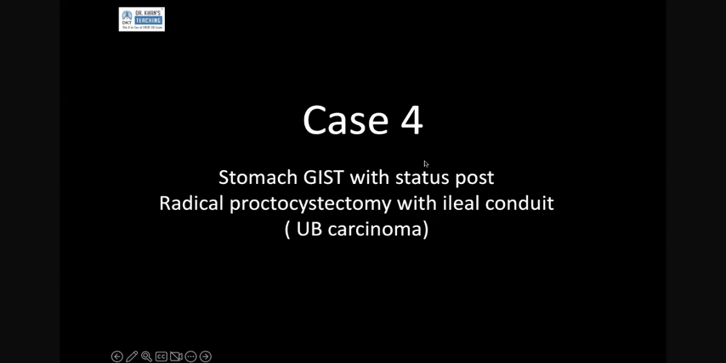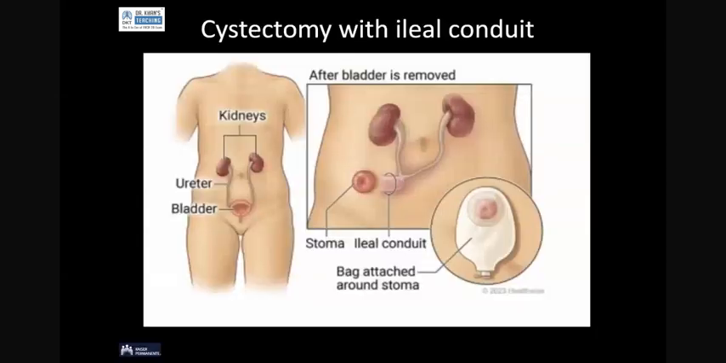Now, this patient is what we call post-radical proctocystectomy with ileal conduit. The patient basically has a urinary bladder carcinoma. They have removed the urinary bladder. They have removed the prostate because that was also involved. And for the ureters, they have produced an ileal conduit. And the stomach GIST is an incidentaloma.